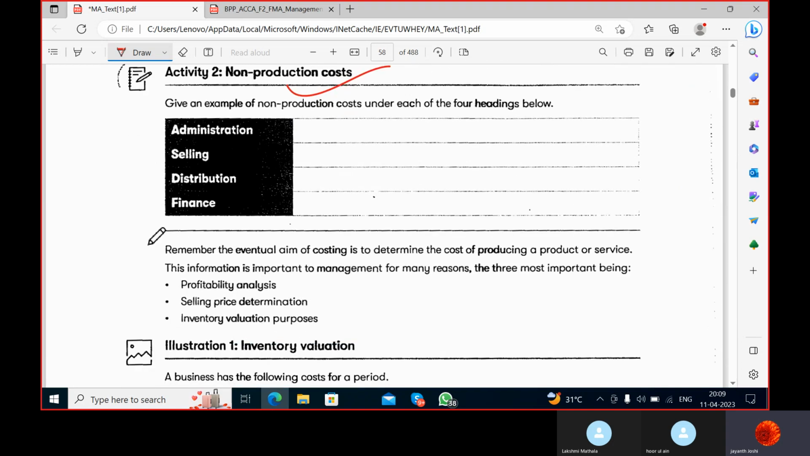Okay, now what are they saying here? The statement: remember the eventual aim of costing is to determine the cost of producing a product or service. Why are you doing costing? Why is there a need for costing in the company? See, the cost accountants of the company have to ascertain the cost of a product. For example, if you are making a pen and you want to know the cost of a pen, how will you calculate or ascertain it?